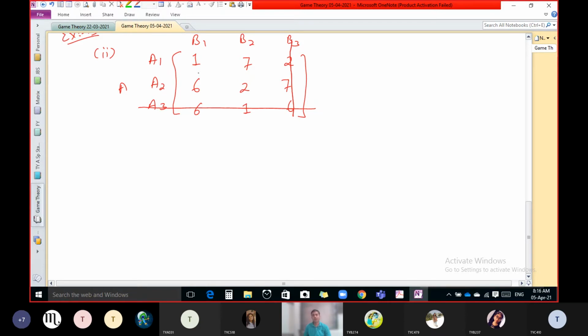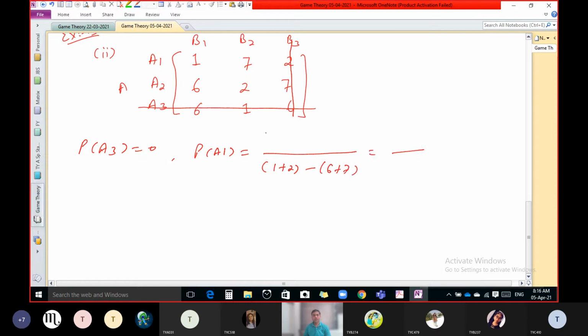Here the probability of A3 is obviously 0. Now find the probability of A1. How do we find the probability of A1, because A1 is the first one? We have to add these two numbers: 1 plus 2 minus, and then add these numbers: 6 plus 7.